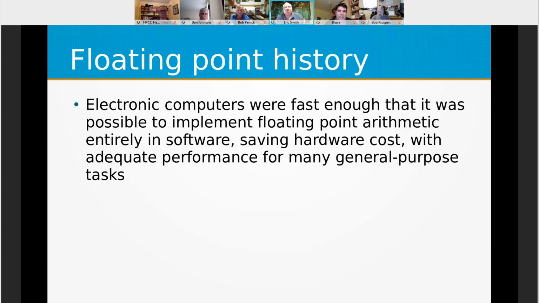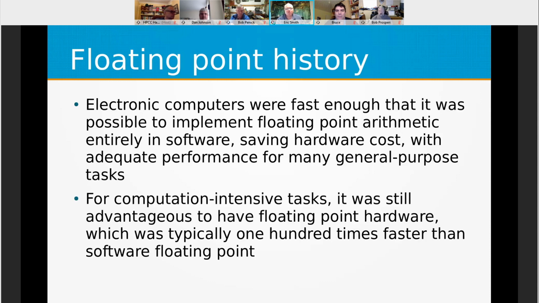So electronic computers, as opposed to the electromechanical, were fast enough that you could implement floating point arithmetic entirely in software. So if your computer only provides you integer arithmetic in hardware, you can just write subroutines to do floating point arithmetic. So that saves you the cost of building the floating point hardware, which back when you were using individual vacuum tubes or transistors, that cost was substantial. And it still yields adequate performance for a fair number of tasks.